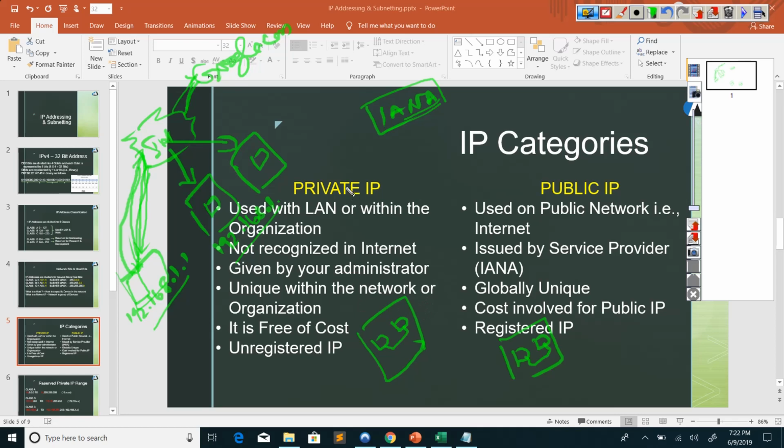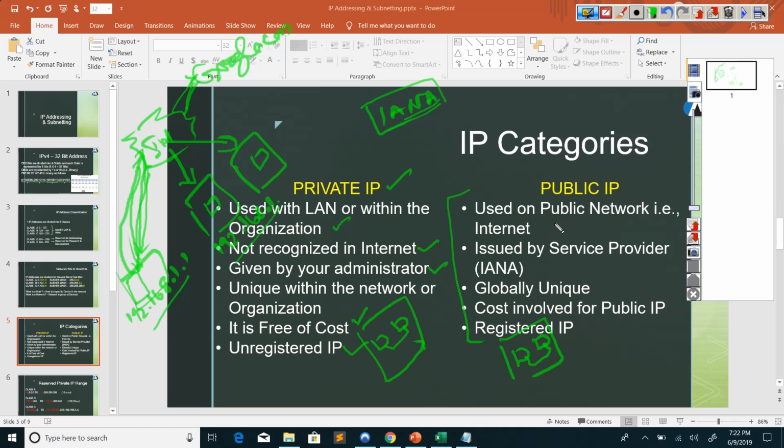Other IPs apart from the private IP, we have to buy as public IPs for internet purposes. These are the points you have to know about private IP: it is used within the LAN or within the organization, and not recognized in the internet. It will be issued by your network administrator. This IP will be unique. Whatever range you are using, one system and another system will not use the same IP. So it will be unique within that organization, not with the other organization. And it is free of cost. There is no cost involved for private IP, but there is a cost for public IP. And it is also called an unregistered IP.